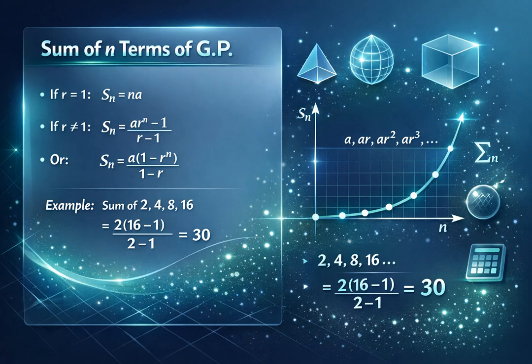The sum of n terms of a GP depends on r. If r equals 1, then Sn equals na.